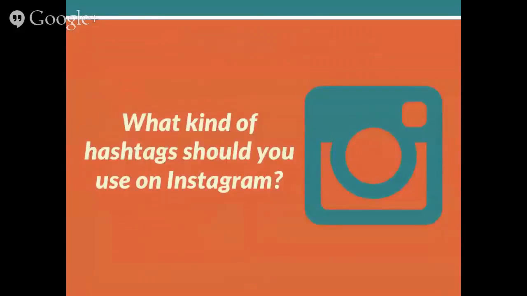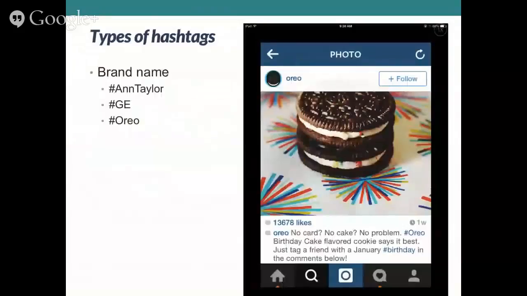What kind of hashtag should you use on Instagram? Let's talk about some of the different types of hashtags. And the first, as we just mentioned, is brand name. So a brand name is a hashtag followed by your actual brand or an abbreviation of your brand, in the case of GE, which is General Electric.